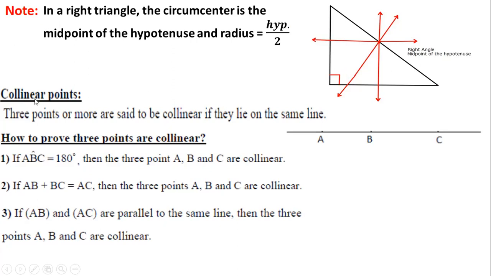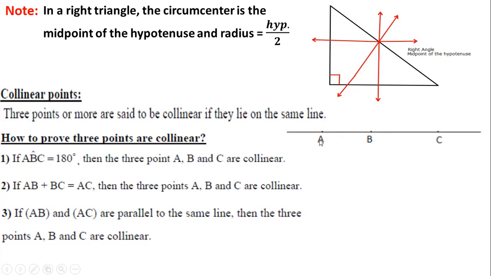When we talk about collinear points, 3 points or more are said to be collinear if they belong or lie on the same line. As you can see, A, B, and C are 3 points on the same line.